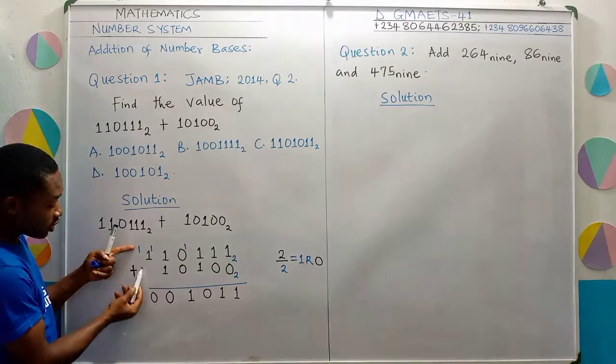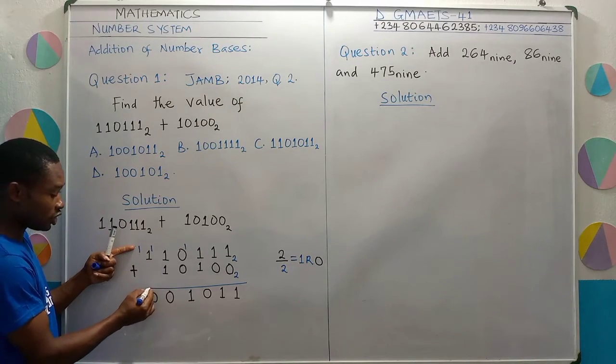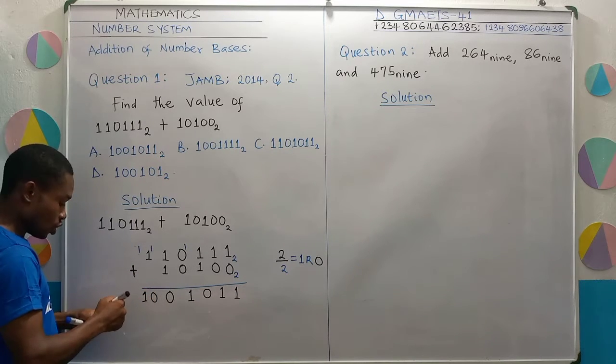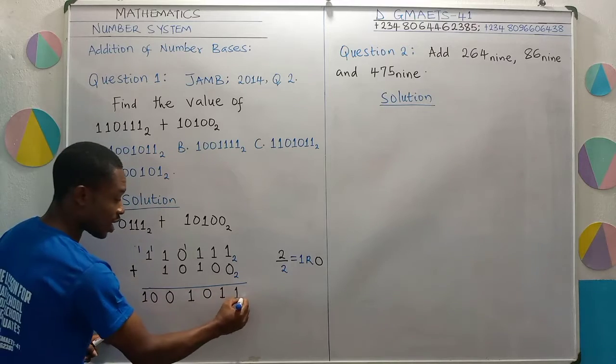Now you have 1 plus nothing, or 1 plus 0, which is 1. You bring down the 1. So you are done with the addition. This answer will be in base 2.